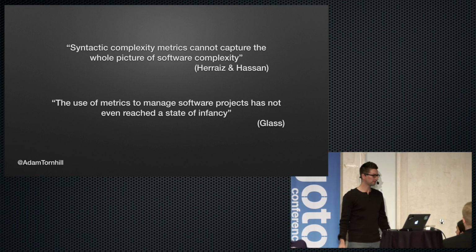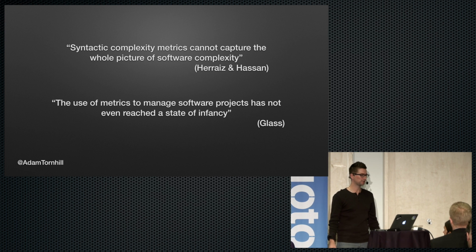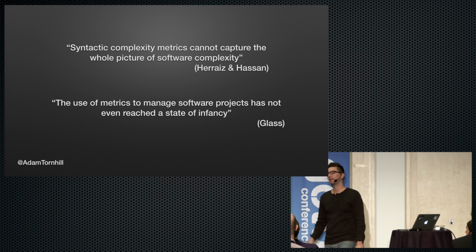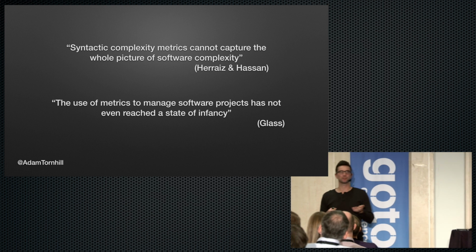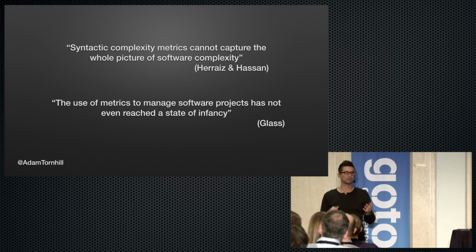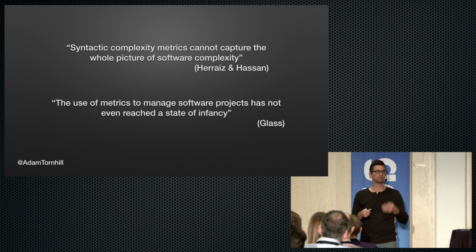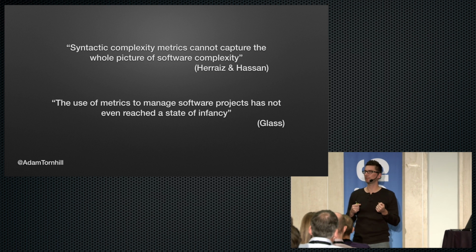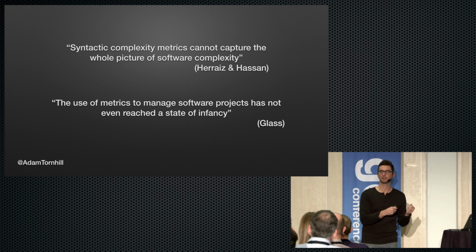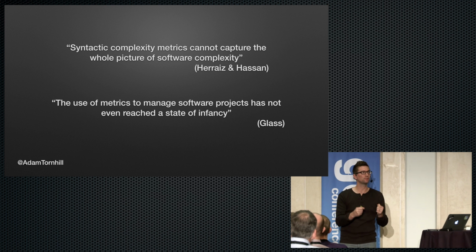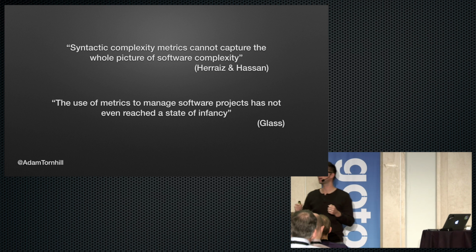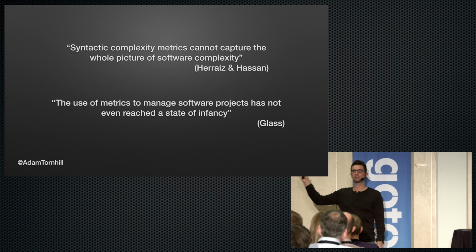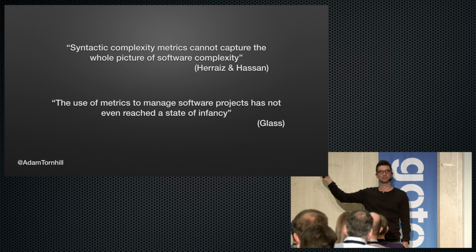It's a bold statement, so please let me support it by reading a quote for you. "Syntactic complexity metrics cannot capture the whole picture of software complexity." And what I like about this quote is that it's from a research paper. What these researchers did was they took a bunch of different metrics like McCabe and Halstead's complexity measures, and they identified how well these metrics perform on real-world code bases. And what they found out was that as soon as you start to control for the number of lines of code, those metrics don't add any further predictive value.